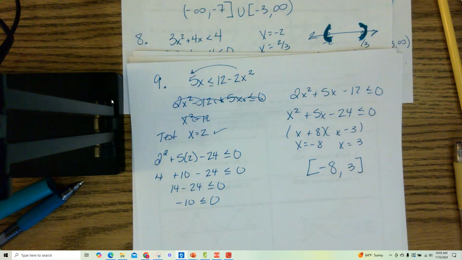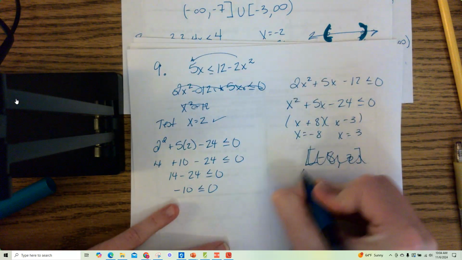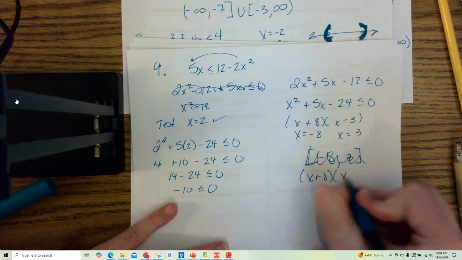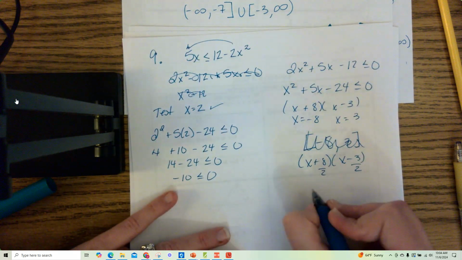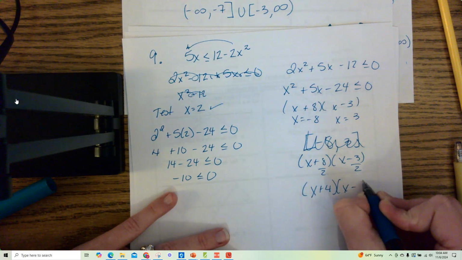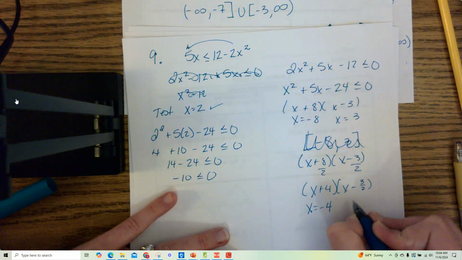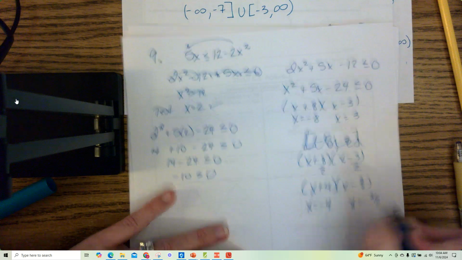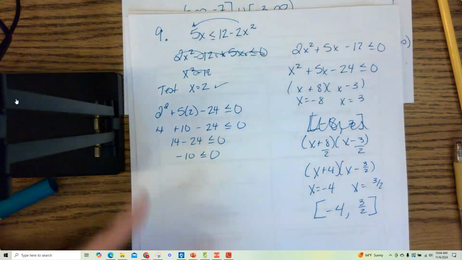That was incorrect? Okay. So x plus 8, x minus 3, I moved the 2. So I've got x plus 4, x minus 3 over 2, which would be x equals negative 4, and x equals 3 over 2. So that's what it should be, negative 4 and 3 over 2. Sorry.